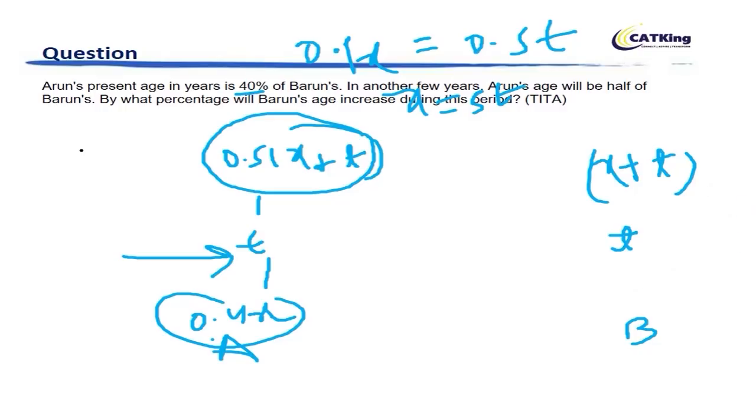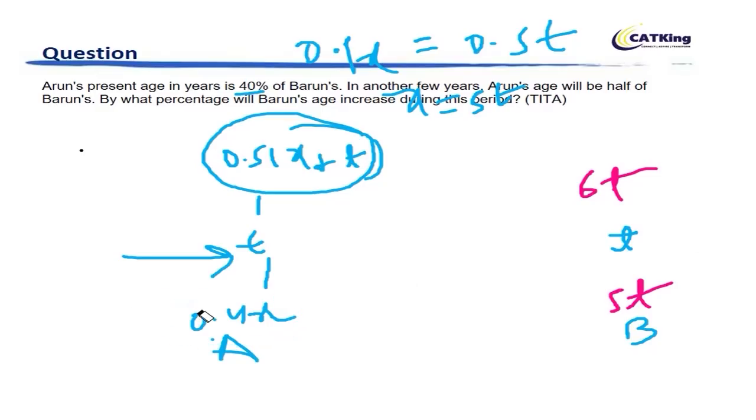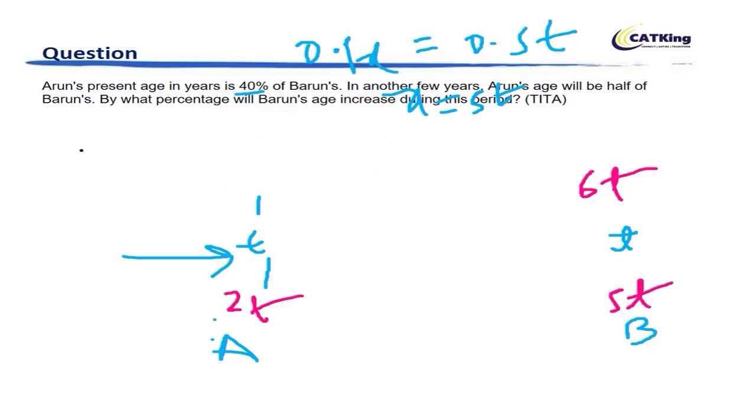So now this becomes 5t for you, and this becomes 6t, right? And this becomes 0.4 times 5t, which is 2t, and this becomes 3t, right? Fits the given conditions perfectly, right? By what percentage will Barun's age increase during this period? So by what percentage will Barun's age increase?